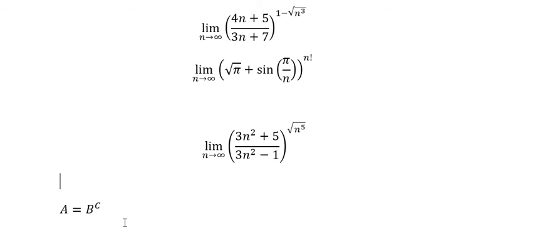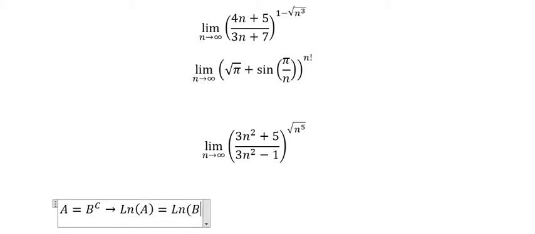Now I will show the technique how to answer. We will use the logarithm base e of A. So we have the logarithm of b to the power of c. So we will go about c multiplied with the logarithm of b in here.